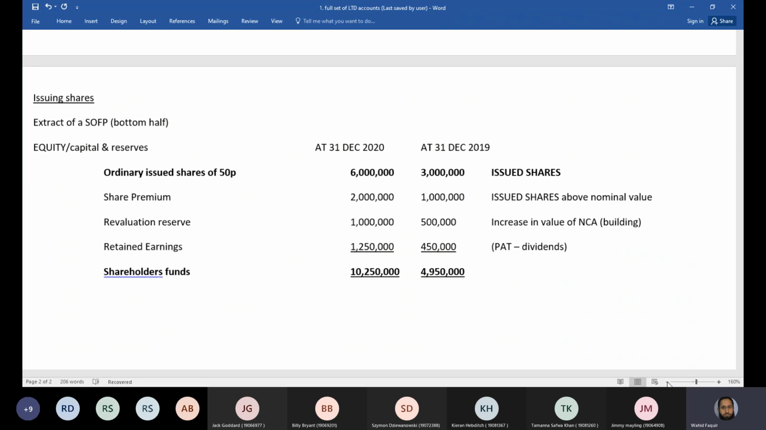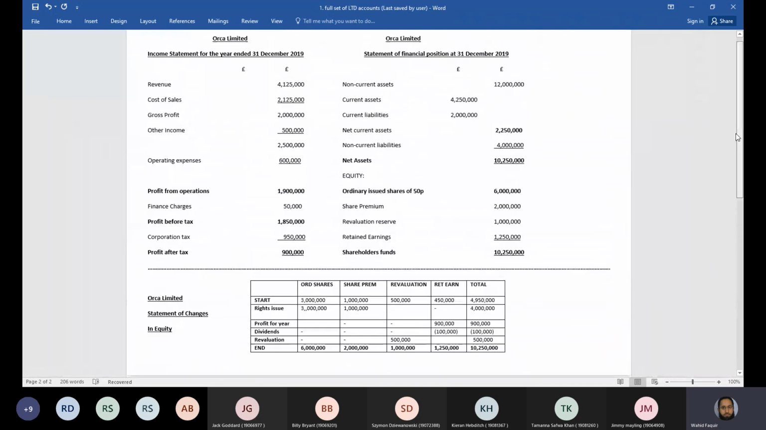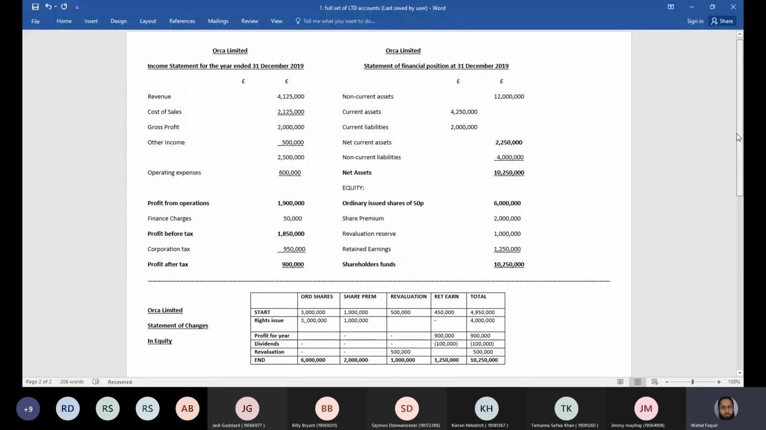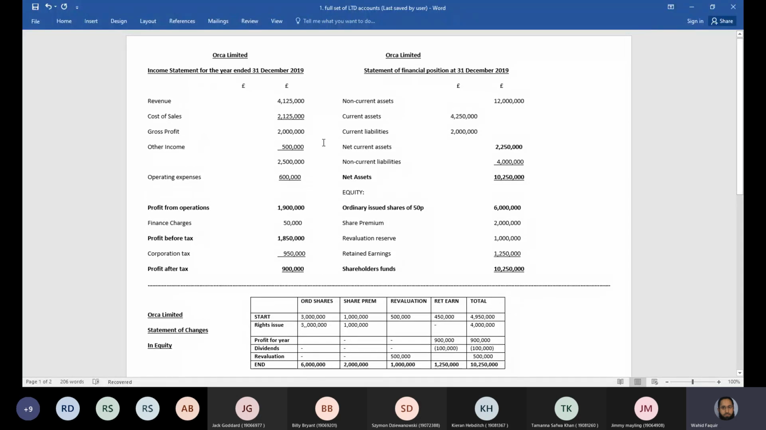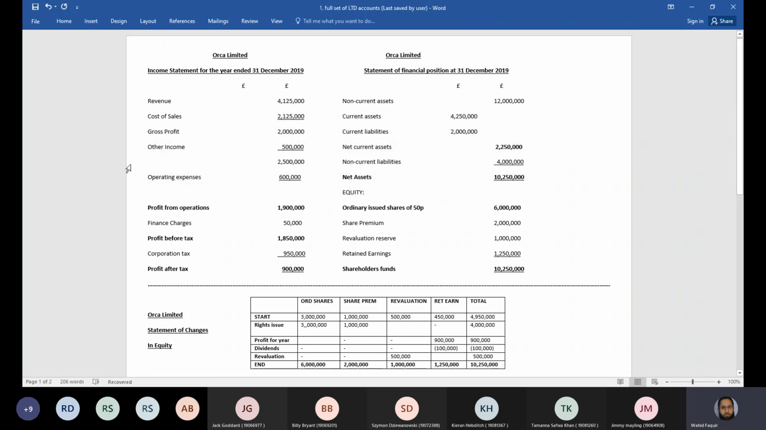Right, good. Now, before we move on to show you how we deal with issuing shares, let's just have a quick review of this as well. These are the statements of a typical limited company. Left-hand side is your income statement, right-hand side is your statement of financial position. You will have noticed already that most of the income statement is just like a sole trader. It starts changing about here.